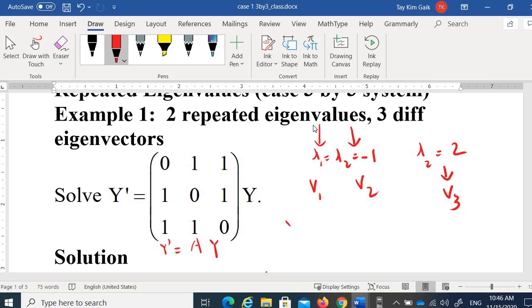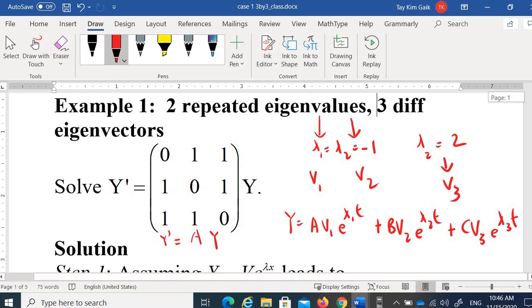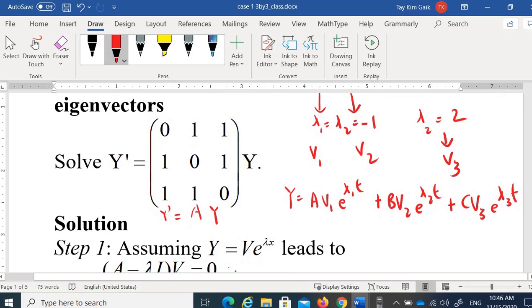Hence the solution y is a v1 exponent lambda 1 t plus b v2 exponent lambda 2 t plus c v3 exponent lambda 3 t. It looks like 3 different eigenvalues and eigenvectors, but actually lambda 1 equals lambda 2 in this case. So I conclude, back to finding the solution of the homogeneous system.